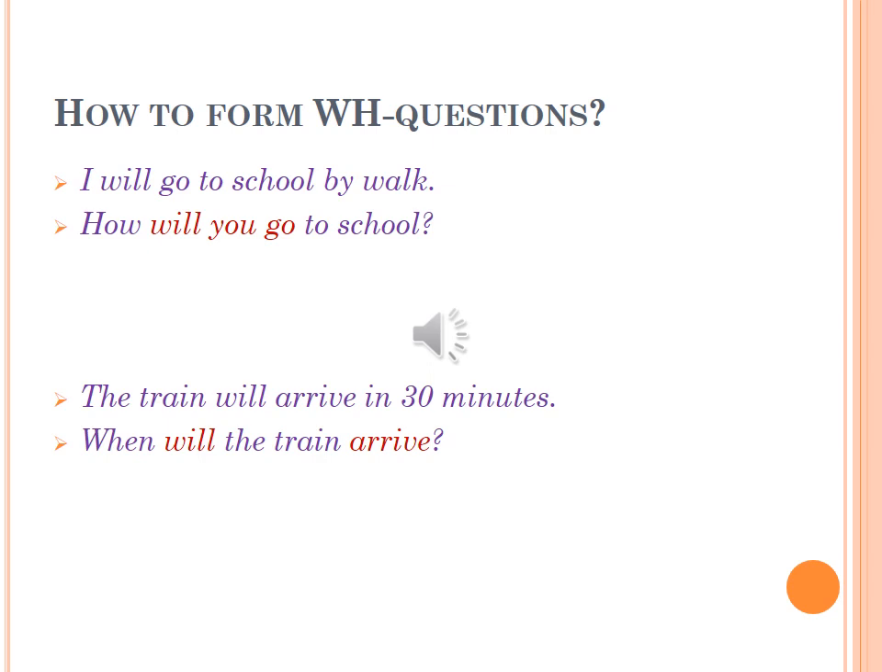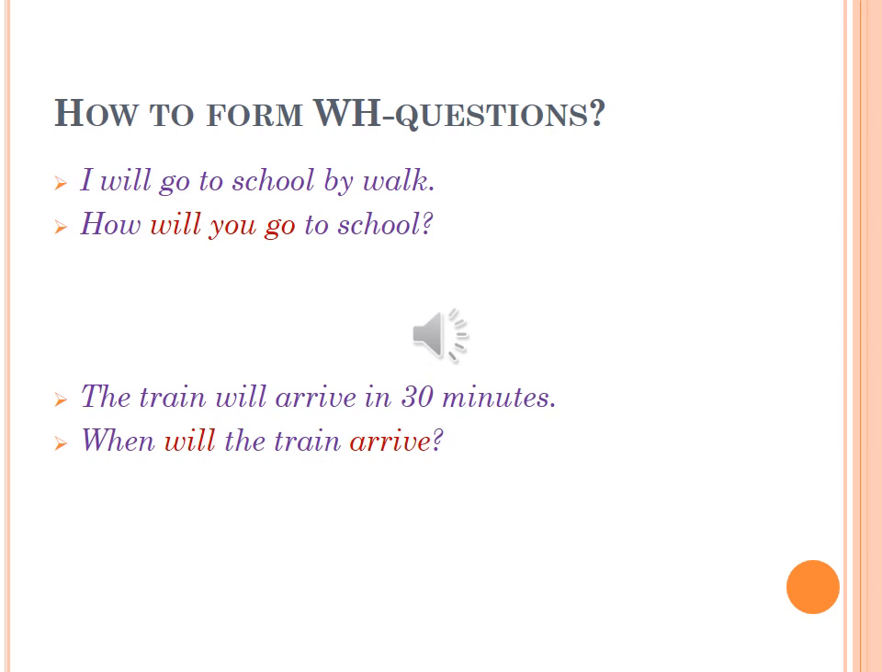How is the question word, will the helping verb, and you is the subject, go is the main verb, and the rest of the sentence. So how will you go to school? Look at the next sentence. The train will arrive in 30 minutes. Here once again we have simple future tense. So how can we frame a question for this? We can use the question word when. When will the train arrive? When is the question word, will is the helping verb, and the train is the subject and arrive is the main verb. So this is how we have to frame questions for simple future tense.